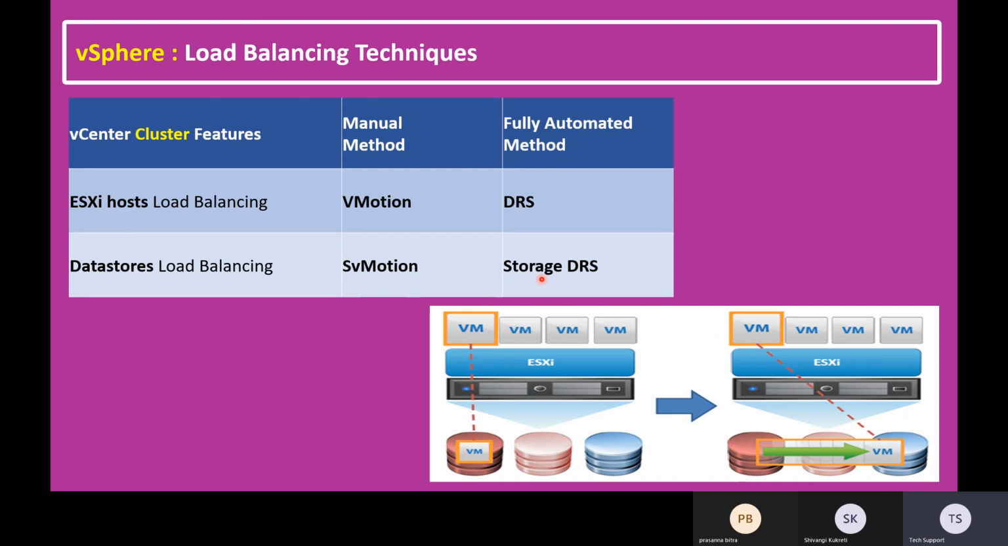But when it comes to storage DRS, the name itself says it is the same as vMotion and DRS. Here only the additional letter S is added, where S means storage vMotion. Here also it is the same, storage DRS. The concept is similar to the distributed resource scheduler, but the scenario is completely about data stores. For data store load balancing, we go for storage DRS.